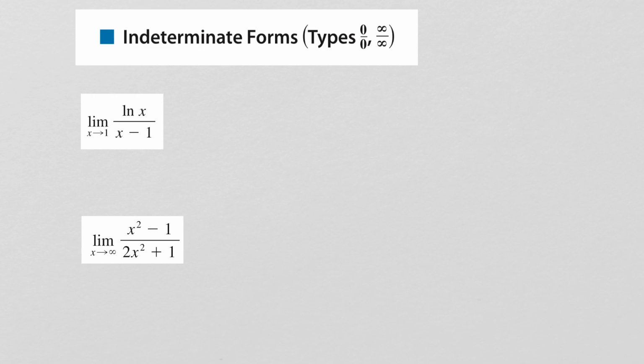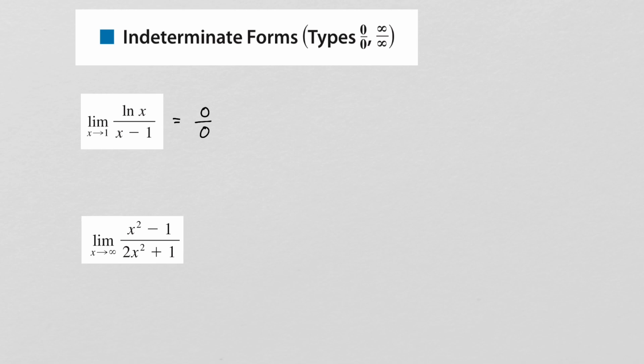To motivate this, let's consider the following two examples. In the first example here, we have the limit as x approaches 1 of the natural log of x divided by x minus 1. Now, as x gets close to 1, we know that the natural log gets close to 0 because the natural log of 1 is 0. And of course, in the denominator, as x gets close to 1, 1 minus 1 is also 0. So x minus 1 is getting closer to 0. And so this is what we mean when we say 0 divided by 0.